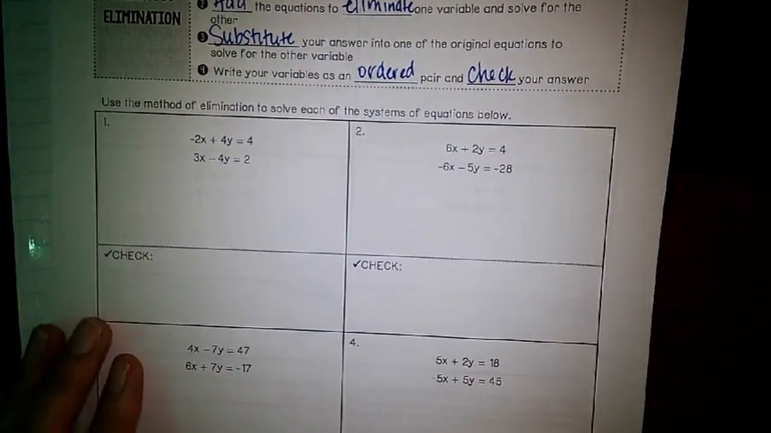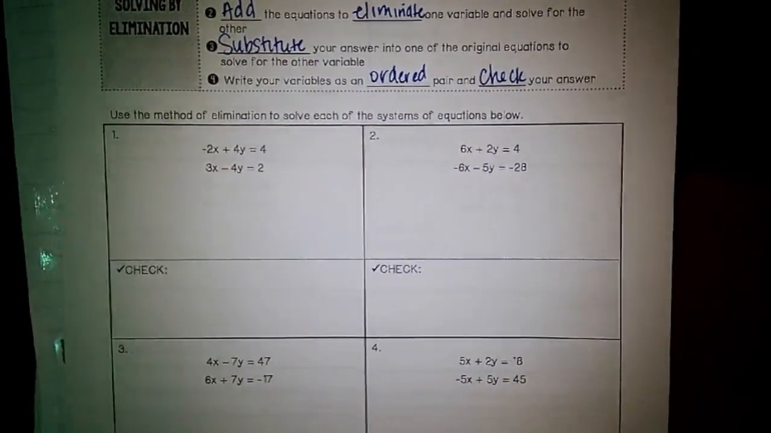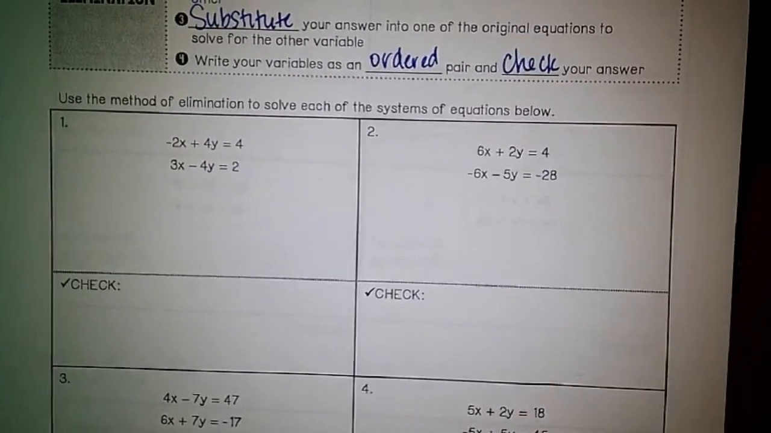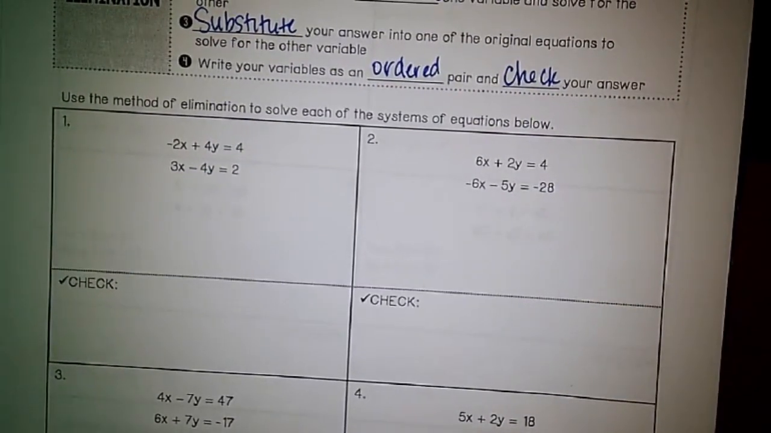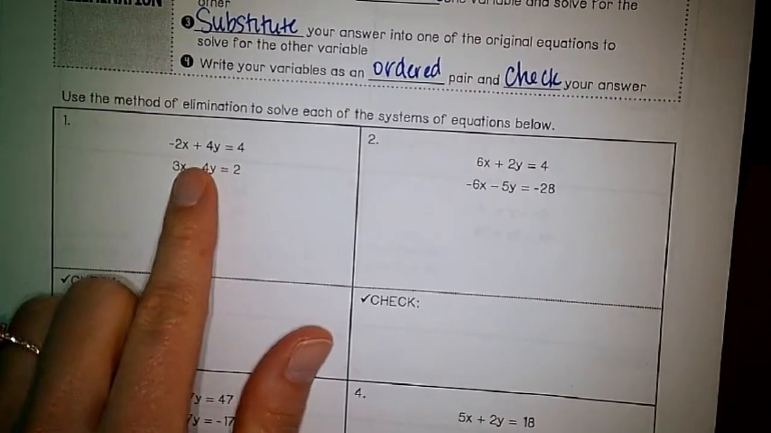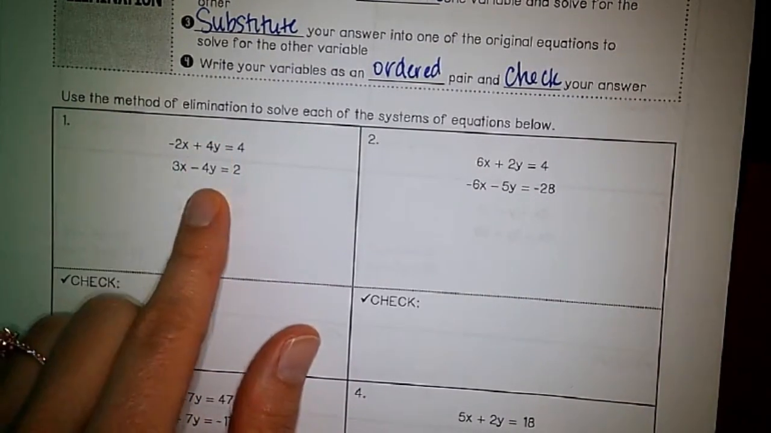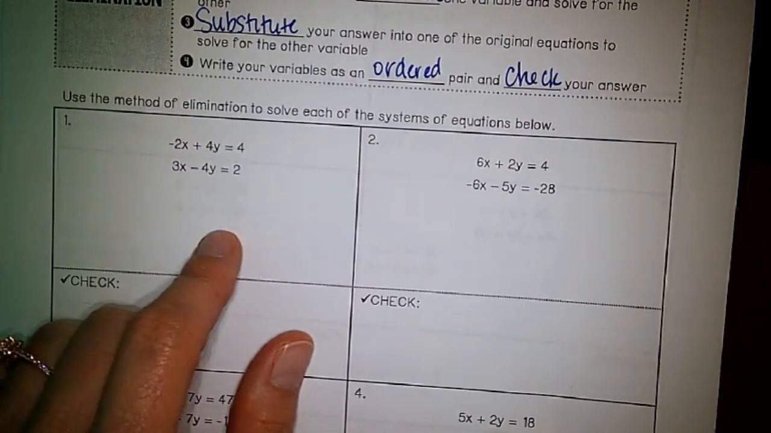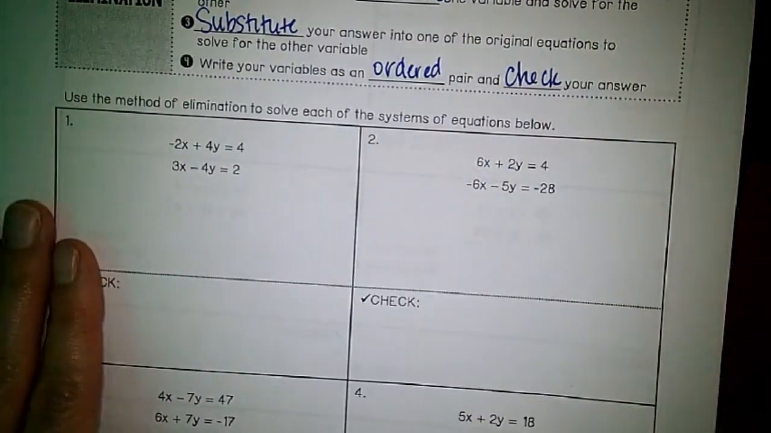Okay, ready? Watch how amazing this is. Line it up. X's over X's, Y's over Y's. Is X over X? Is Y over Y? We're going to combine like terms like this.